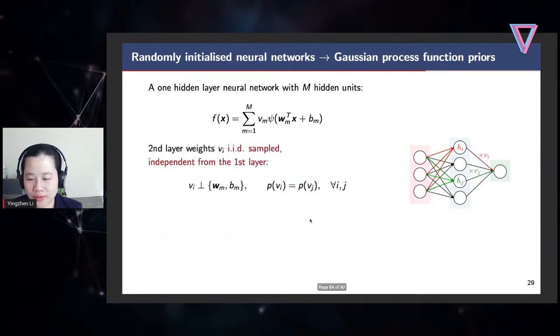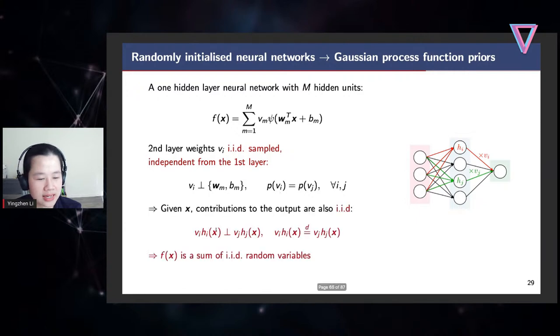Similarly, we also said that the second layer weights are IID samples, which means the output connection weights in red are independent of the connection weights here in green, and they all come from the same distribution. So we already know that h_i and h_j are independent and identically distributed. Also, v_i and v_j are IID, so their products are also IID. In summary, the incoming input to the final unit here in red is independent of the incoming contribution from the green path, and they come from the same distribution.